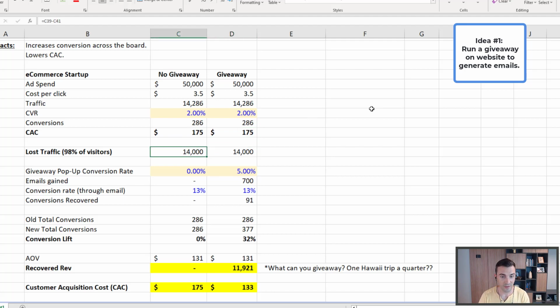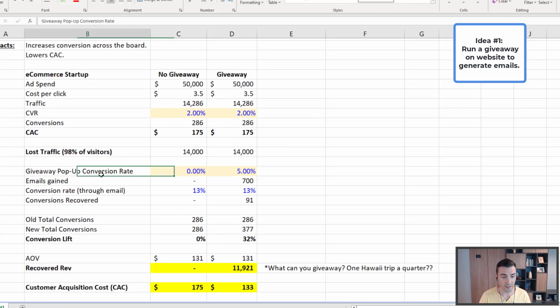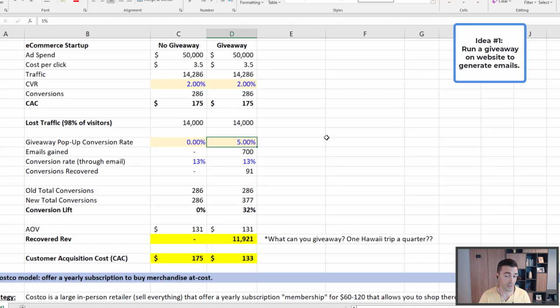But if we look at how many people we brought to the website, 14,286, and we converted 286, these are the people that came to the website and left, and we didn't capture their information. It's all lost traffic. So this is what we're trying to recover. Let's say now we launch an email pop-up for some great giveaway. In the giveaway scenario, 5% of those 14,000 people enter their email. And so in that 1 month period, we recover 700 emails of the people who would have left and we would have never spoken with them again.